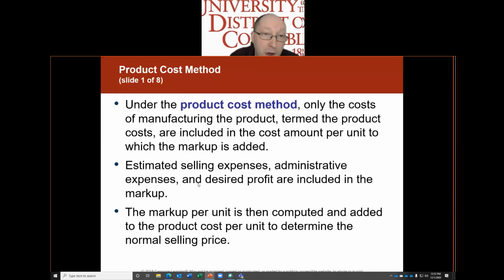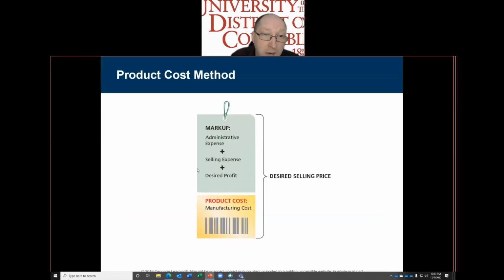Using the product cost method, I look at the manufacturing of the product, determine the product cost, and I include the cost amount per unit to which the markup is added. I estimate my selling expenses, which include selling administrative and any type of commissions, and the desired profit. We include those things in the markup. Markup per unit is then computed and added to the product to get the normal selling price.